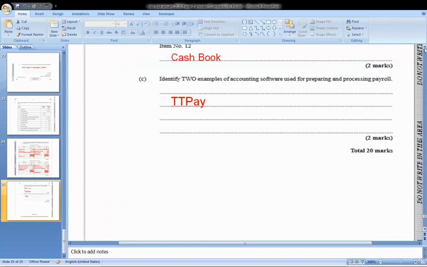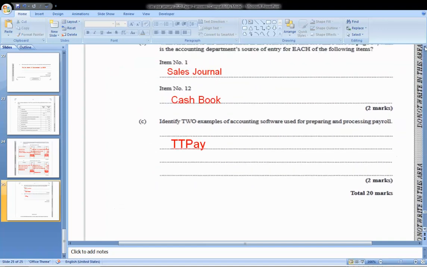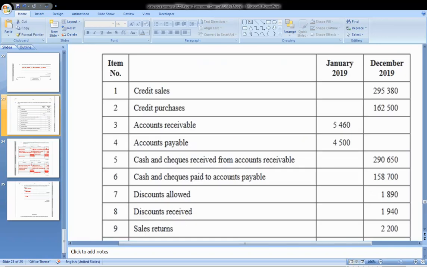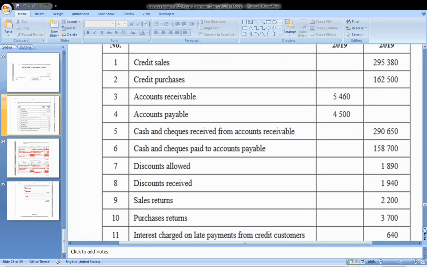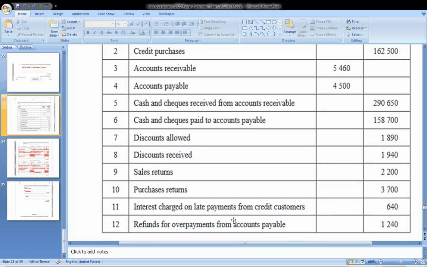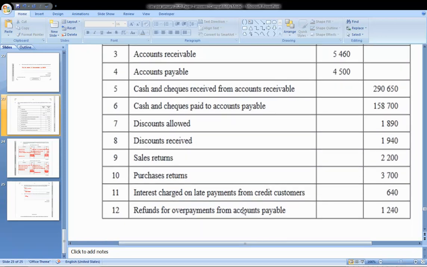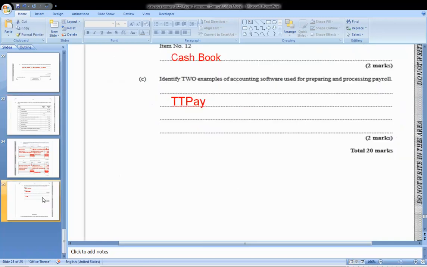Then it tells us now, what is the accounting department source of the entry for item number 12? Let's look at 12. Refunds for overpayments from accounts payable. We know that would be our cash book.